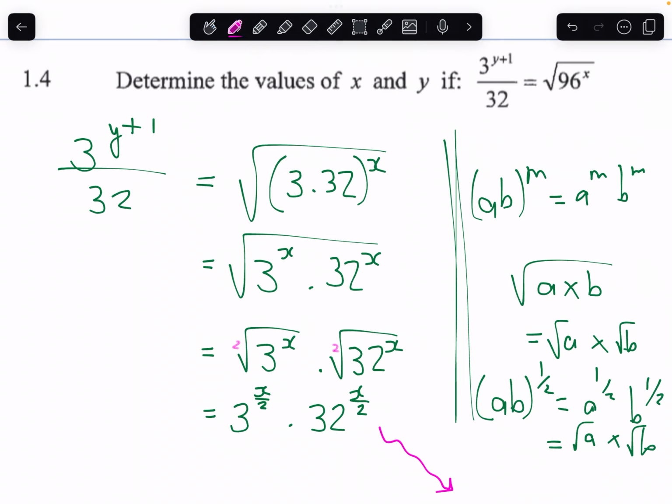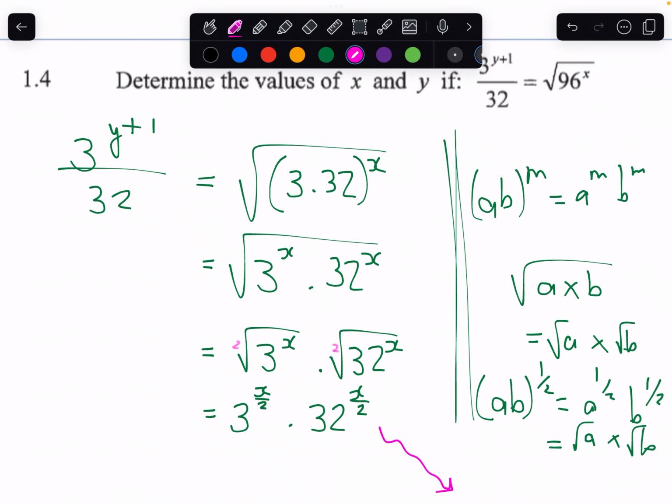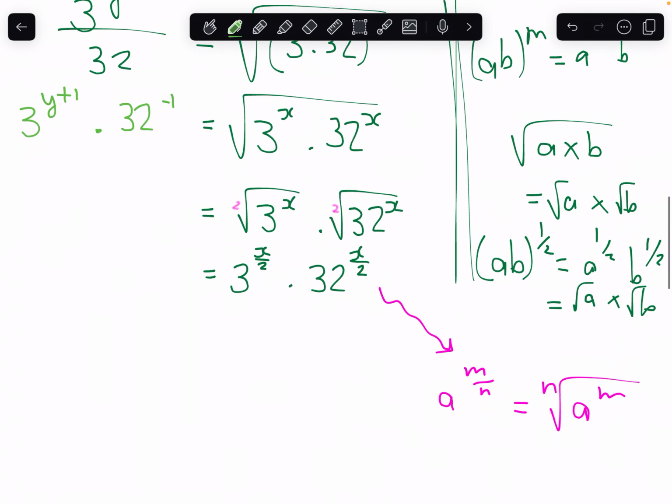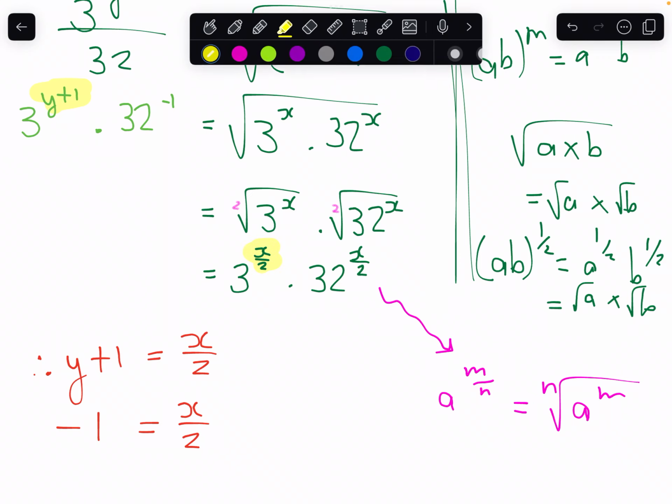Let's see what's happening on the left. On the left we have 3 to the y plus 1 times 32 to the minus 1. What this suggests to us is that y plus 1 should be equal to x over 2, and minus 1 should be equal to x over 2 as well. So y plus 1 is equal to that, and minus 1 is equal to that.